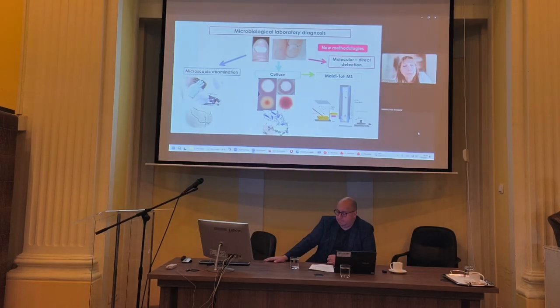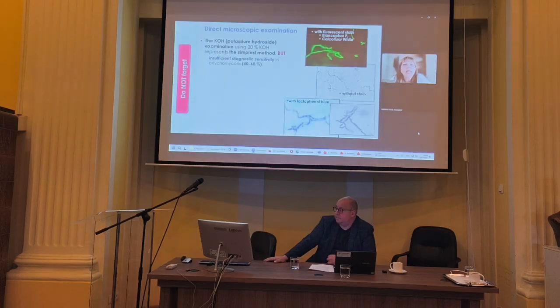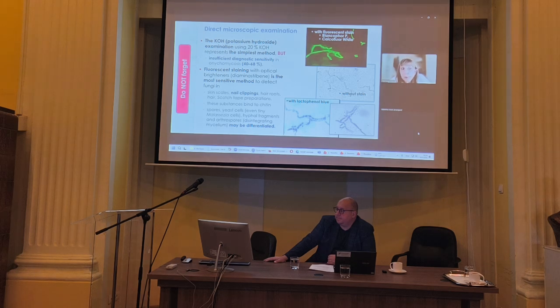microbiological laboratory diagnosis. First of all, we have microscopic examination, culture, and also we use multitool for the identification, and also new methodologies. Very important, do not forget the potassium hydroxide examination using 20% KOH, which represents the simplest method but with an insufficient diagnostic sensitivity in onychomycosis, 40 to 68%. If we have a fluorescent microscopy, fluorescent stain, it's very useful. It is the most sensitive method.